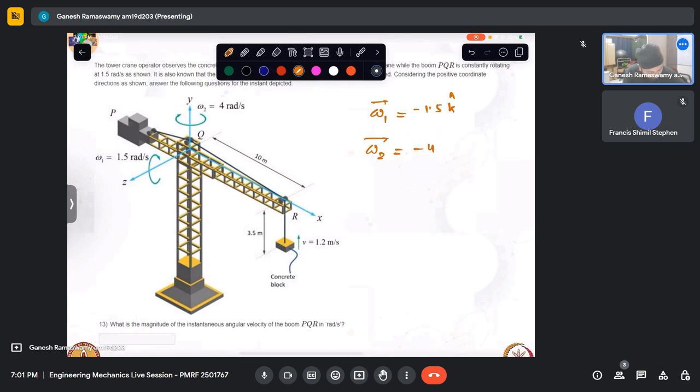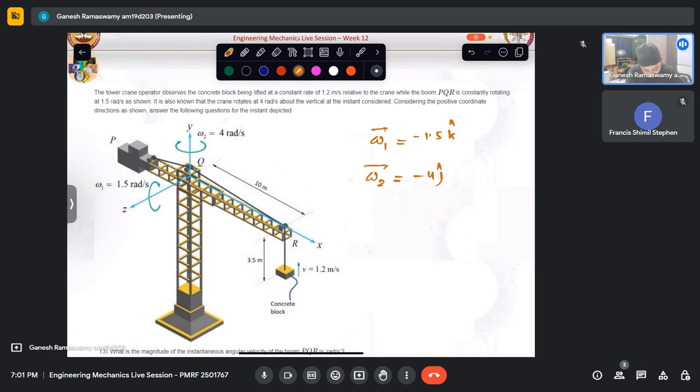Omega 1, omega 2 we have written. Fine. Consider the positive coordinate directions as shown. So we have x, y. X cross y is z. It follows. Fine. Answer the questions is what is given.